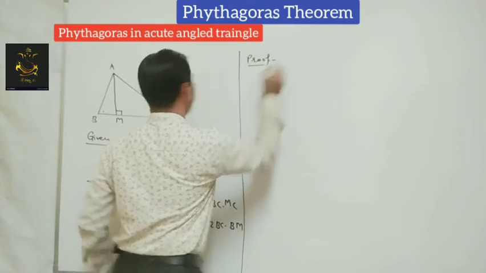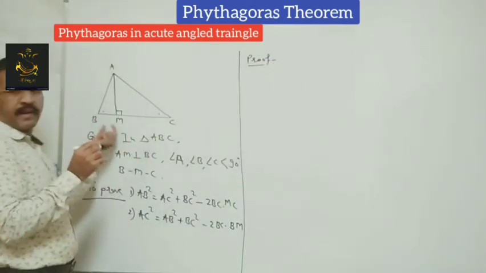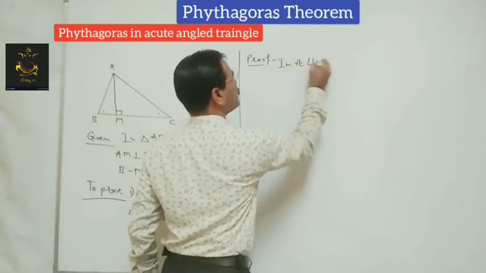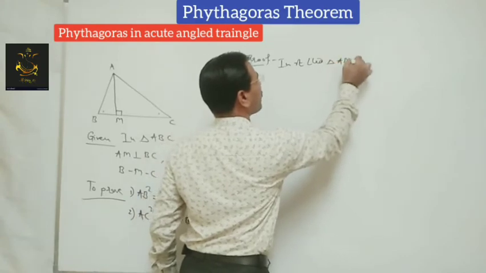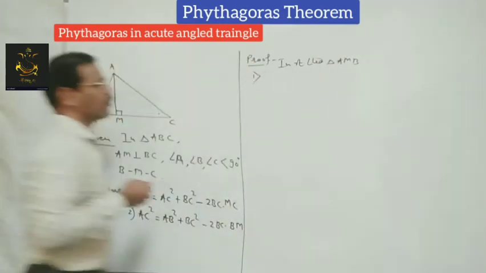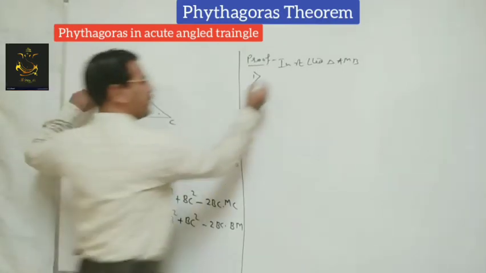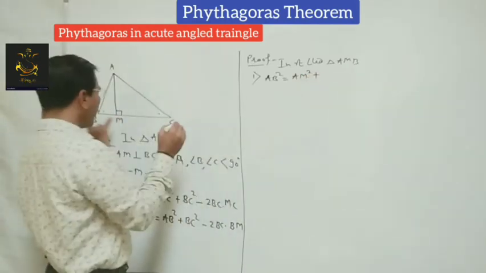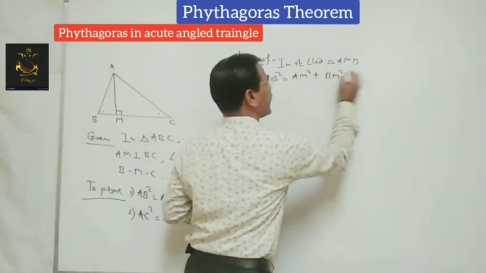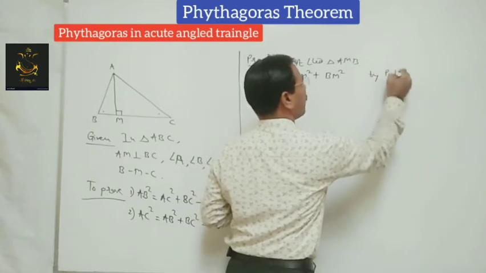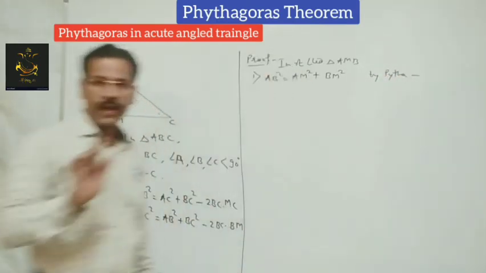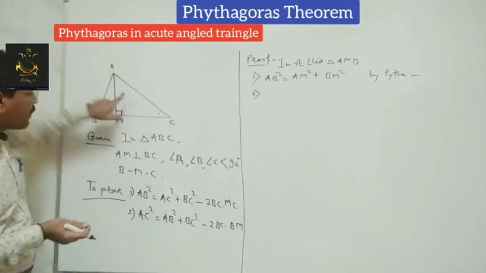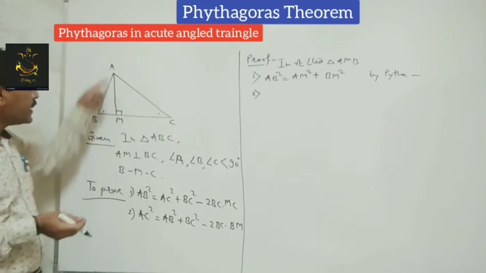What is that? We are going to see here in first right angle triangle. Apply Pythagoras. In right angle triangle, which one? A and B M. Use Pythagoras. What you can say here now? AB square, which is hypotenuse, is equal to AM square plus BM square. It is correct? This is by Pythagoras.